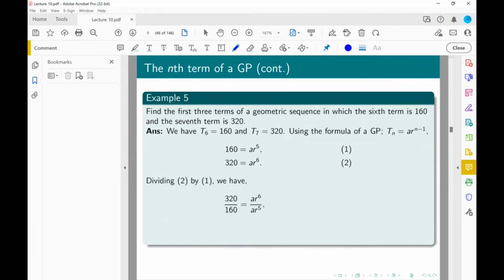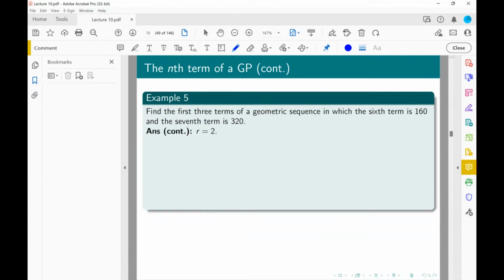And so simply dividing 2 by 1 would give us R itself. So that's going to give us R as 2. Of course, you could see that between consecutive terms, but if this was, say, the 14th term and the 19th term or something, this would be an easier way to do it. So the common ratio is 2. And we can just use the fact that the 6th term is fixed at 160.